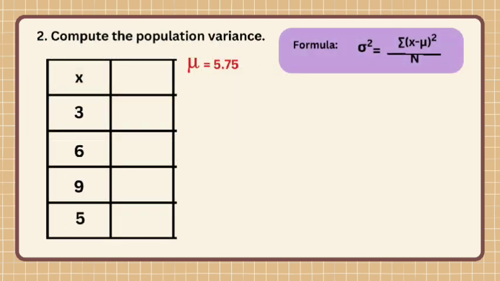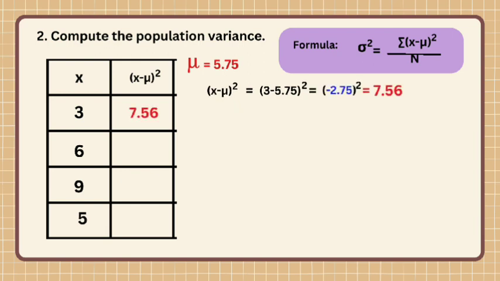The second step is to compute the population variance. In getting the population variance, we have the formula sigma squared equals the summation of (x minus mu) squared over n. The first thing that we need to do is to put all the x values in the table: 3, 6, 9, and 5. Then subtract mu, which is 5.75, from the first value of x, which is 3. So we have 3 minus 5.75, which is equal to negative 2.75, and then you square it, so you will have an answer of 7.56.